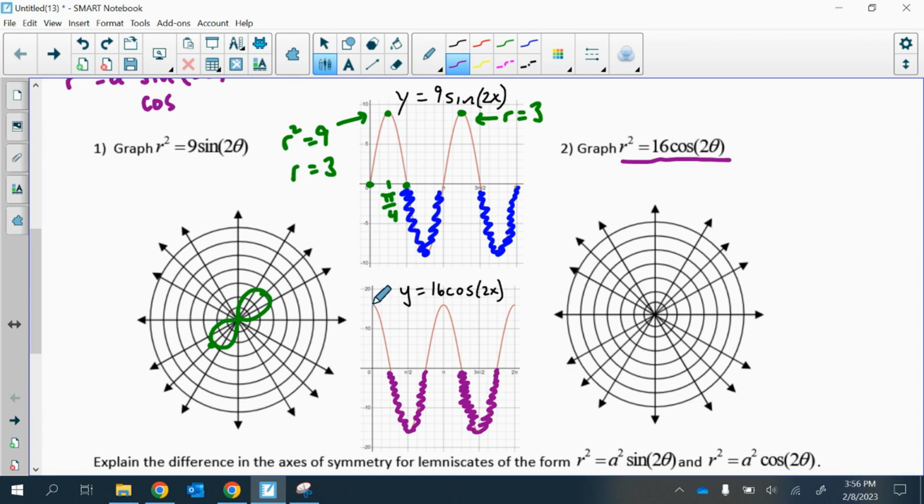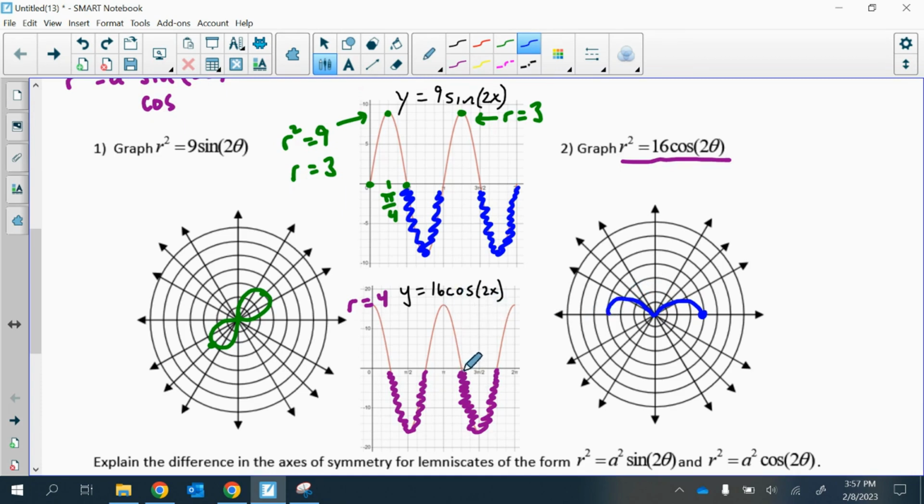So we start at 16, which when we take the square root, we end up with r equals 4. So we would end up graphing (4, 0). Then by pi fourths, we're back to 0. We pause until we get to 3 pi fourths.